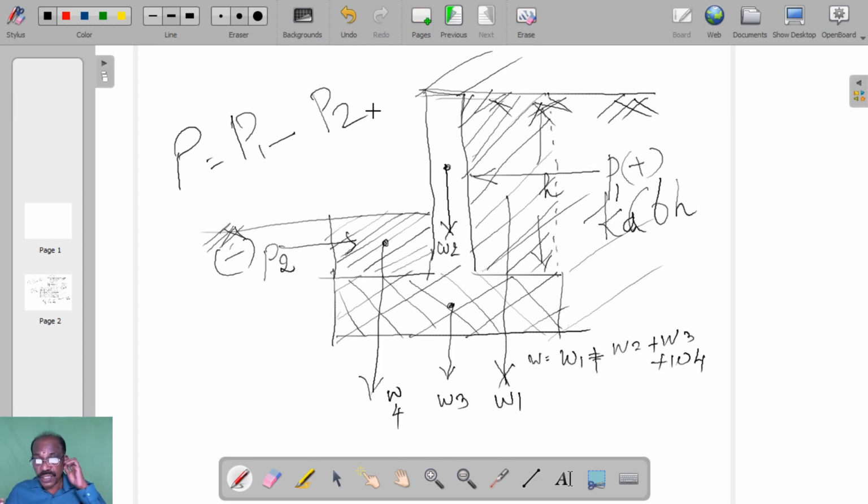So my dear students, we are going to design a retaining wall. These are the basic things: what is meant by a retaining wall, what are the forces acting on a retaining wall, what are the different types of retaining walls, and what is the need for a retaining wall. We have discussed these.